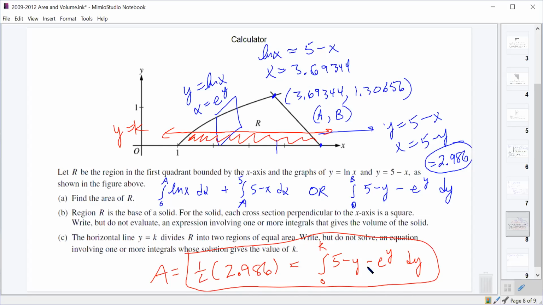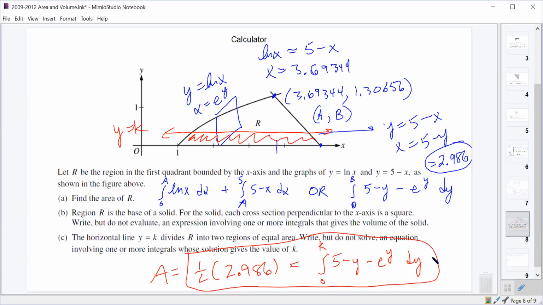We could integrate this and get 5y minus y squared over 2 minus e to the y and plug in k's and plug in zeros. Or we could use our graphing calculator to solve that equation and actually find the value of k, but we don't need to. Does that make sense? That setup for that last one?